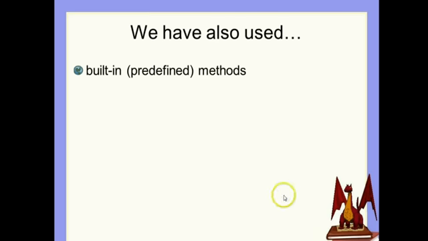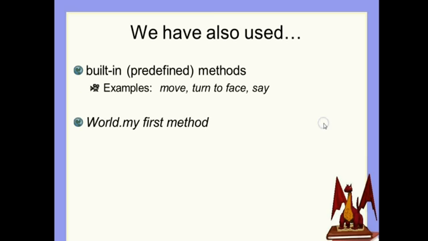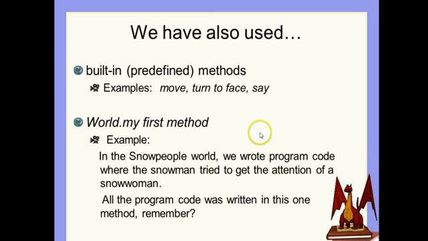Okay, so far we've used built-in methods that have been written by Alice. One of these, you've seen these, move, turn to face, etc. And the world's my first method has been what's driving the entire thing. So before, what we did is we wrote everything in this one code with the snowman trying to get in touch with the snow woman. Now what we're going to do is write multiple methods ourselves.